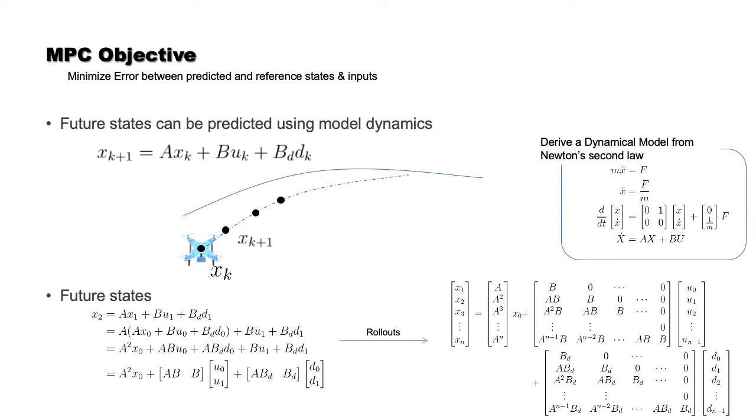And the idea to solve this problem is that we optimize this input U by minimizing the error between these predicted states and the reference states iteratively.